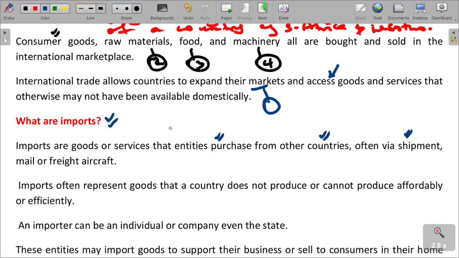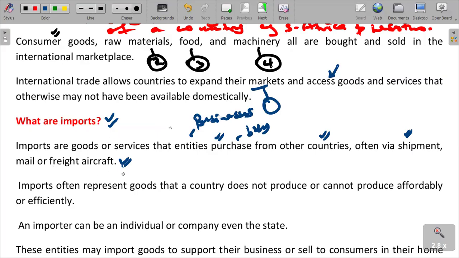It can be through mail, or it can be through freight, aircraft, as in terms of how they delivered. So in other words, imports are goods or services that entities, we are talking about businesses, which businesses buy from other countries in order for them to expand their businesses. Imports often represent goods that countries do not produce.